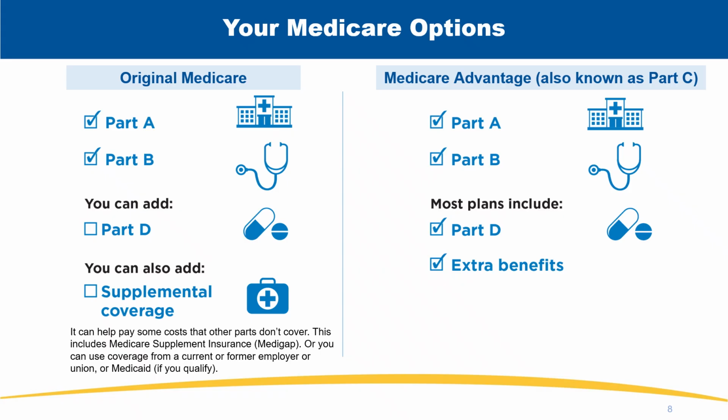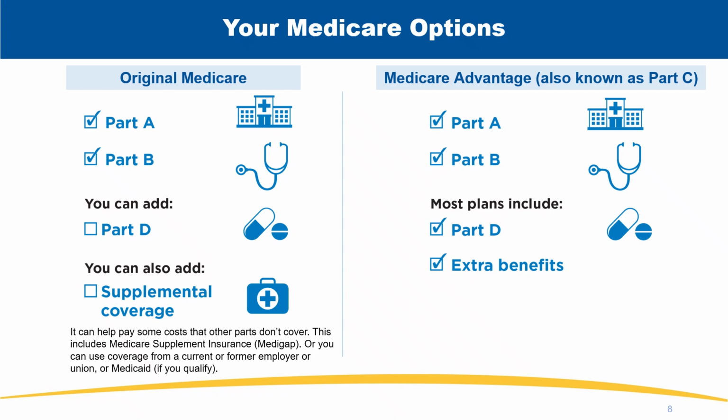Part B is broken down 80-20. Medicare pays 80% and you pay 20%. If you have a supplemental coverage policy or Medigap, it will cover your 20% out-of-pocket costs.